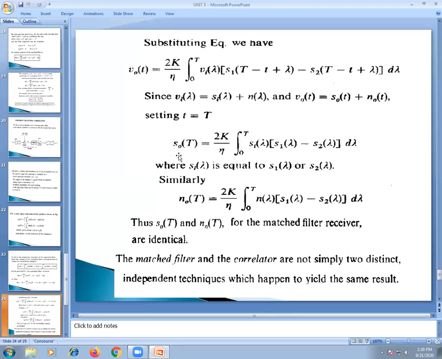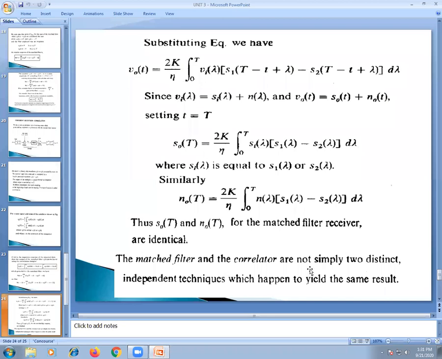Set t equal to capital T. Now s naught of T, the signal output, is equal to 2k by eta, integral from 0 to T of s1 of lambda minus s2 of lambda d lambda, where si of lambda is s1 of lambda or s2 of lambda. Similarly, n naught of T is equal to 2k by eta, integral from 0 to T of n of lambda times s1 of lambda minus s2 of lambda d lambda. Thus, s naught of T is the signal output and n naught of T is the noise output. For the matched filter, the receiver is identical.